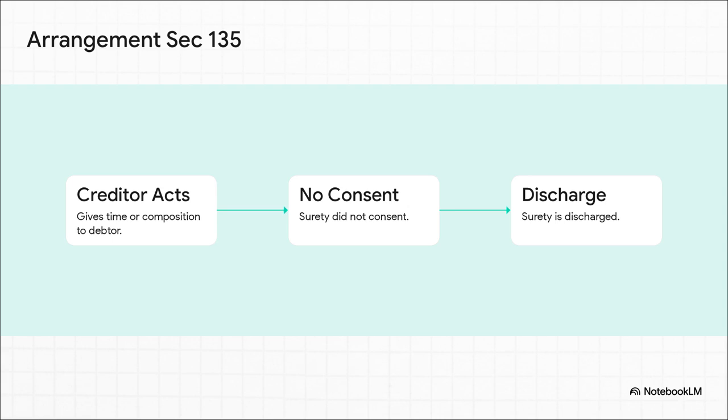You see, the surety might have actually wanted to pay the debt immediately upon default, and then immediately sue the debtor while the debtor still had some liquid assets left. By giving the debtor extra time completely behind the surety's back, the creditor handcuffs the surety. And that acts as an absolute legal discharge.